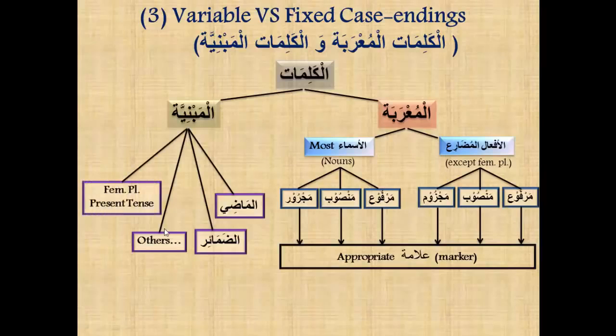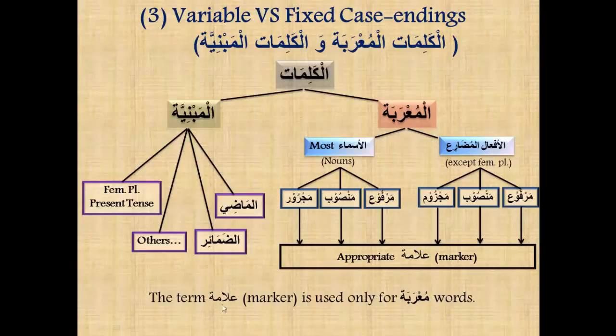And of course, the feminine plural present tense. So the hunna and the antunna verbs, yaf'alna and taf'alna, those are considered mabniya. They are fixed. They don't take variable case endings like other present tense verbs do. Also note that the term alama, meaning marker, is used only for mu'raba words, only for this category right here. Words that are mabniya do not take markers, do not take alamat.